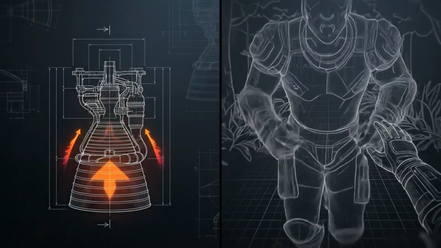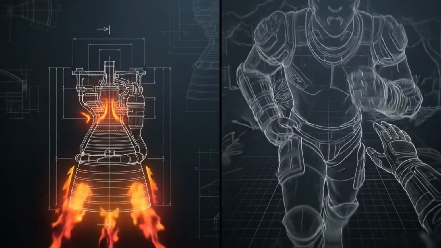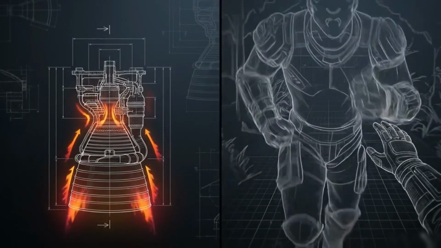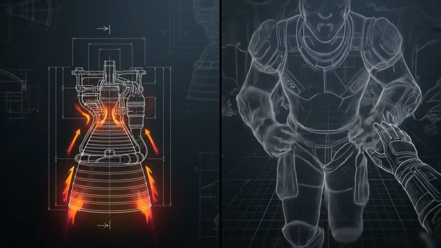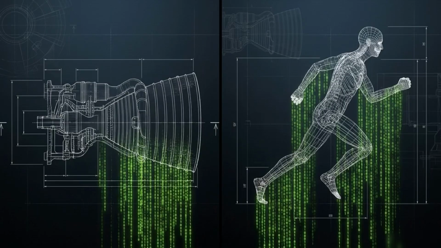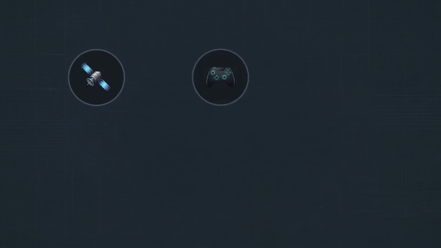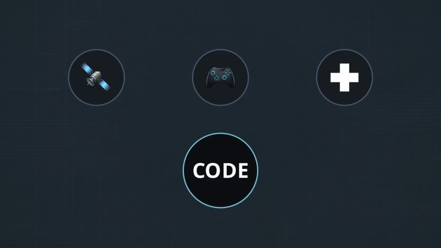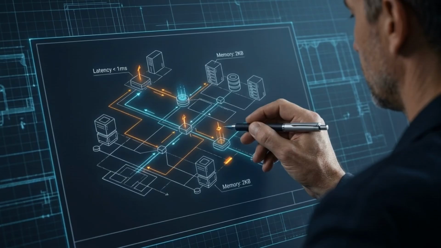A multi-stage rocket engine throttling up to breach orbit, a digital character sprinting through a virtual environment. They appear as different as physical objects can be, yet they are both manifestations of the same underlying logic. The versatility of code allows it to be used for satellite control, mobile gaming, or hospital administration. To manage this range of applications, we have to look at the specific requirements of each task.